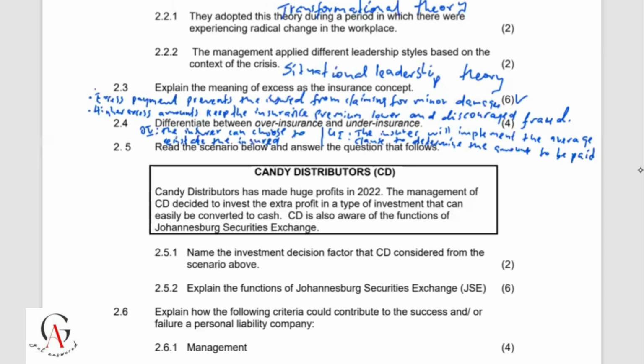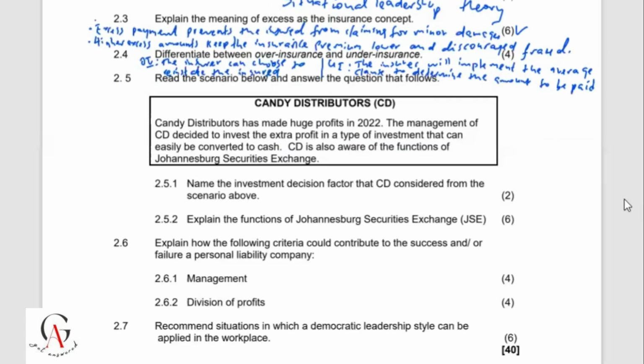Okay, right. So now let's move on to 2.5. 2.5 reads as follows. Read the scenario below and answer the questions that follow. Candy Distributors has made huge profits in 2022. So the management of CD decided to invest the extra profits in a type of investment that can easily be converted to cash. So now CD is also aware of the functions of the Johannesburg Security Exchange.